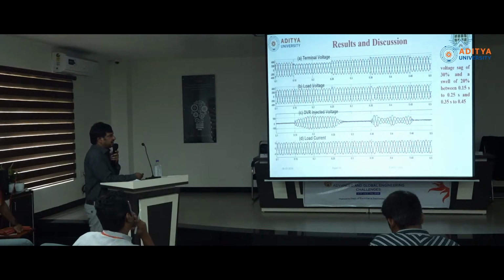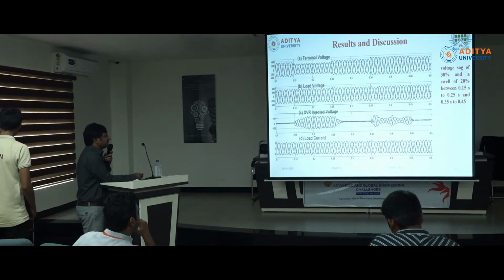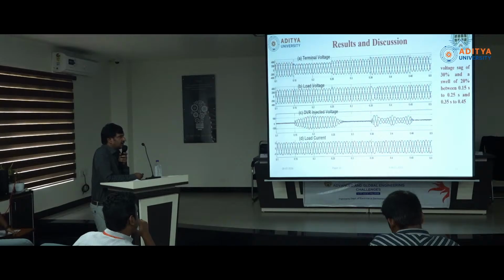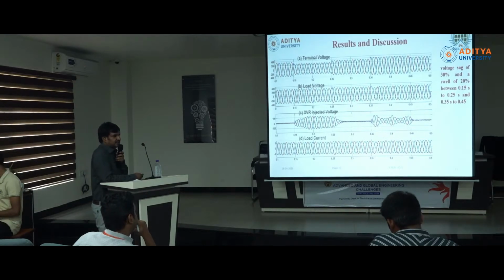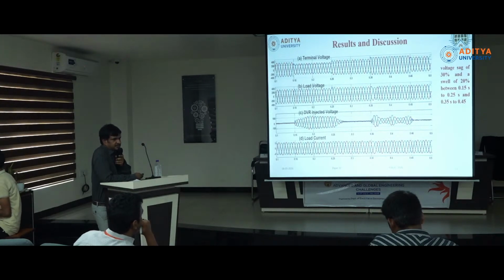Now you can see there is a sag of 30% between 0.15 and 0.25 seconds. At that time the DVR is generating energy. In the second case, from 0.35 to 0.45, we have a swell of 20%. So the DVR is compensating. Here the voltage is injected, and here the voltage is reduced.